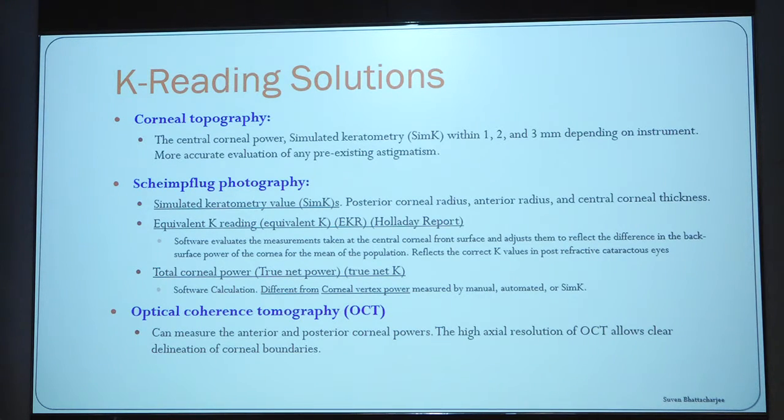Now, there's something called total corneal power, or the true net K, or the true K. That's a software calculation. It's different from what the Zeiss IOLMaster 700 does, and we'll come to that later. And OCT is another way of measuring the anterior and posterior cornea and the thickness of the cornea. Apart from the axial length, we measure the thickness and put that into the measurement of the corneal curvature and factors. It kind of enhances the accuracy.